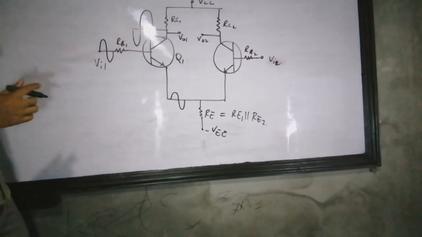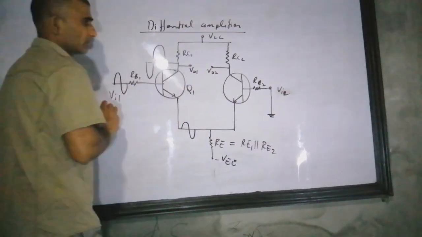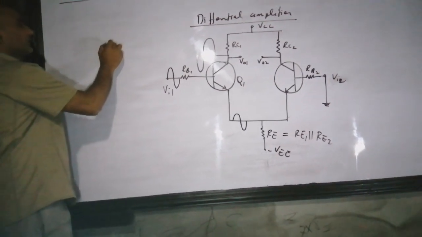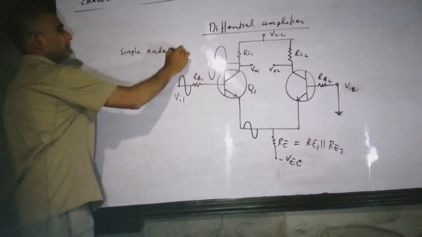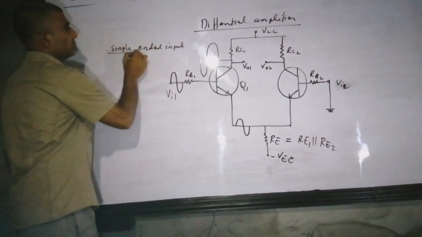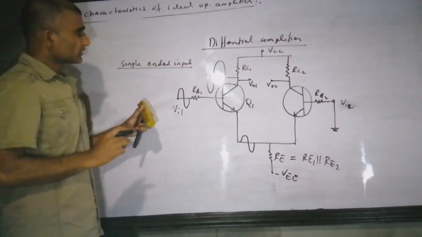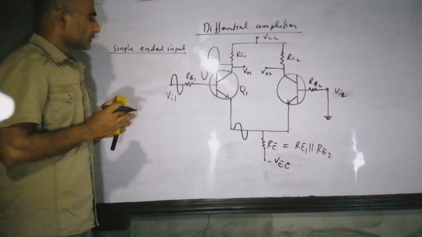Now in this case I am supposing there is no signal; this is grounded. I am applying the signal at this input. Actually this is called single-ended input. If I make a detailed video on the differential amplifier, then I will discuss each and every point of this. But now we are just doing a short recap so that it will help you to understand the operational amplifier.